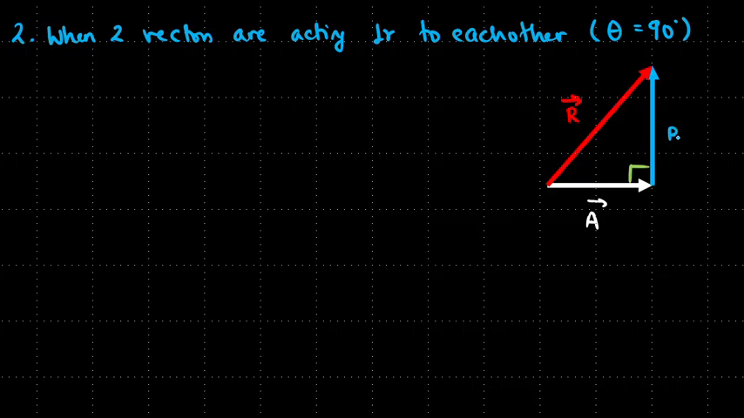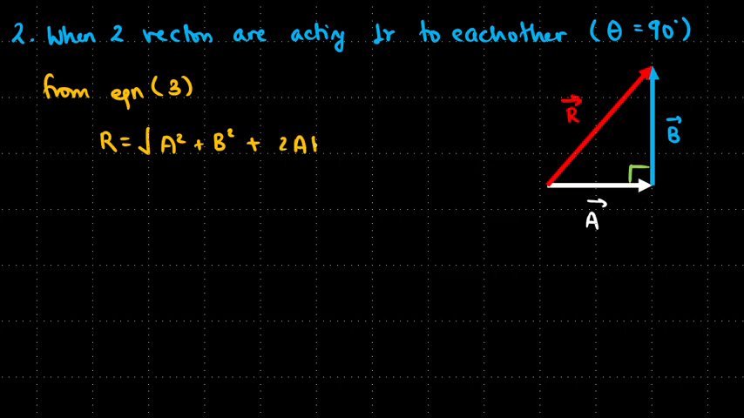So let's have a look at this. From equation 3, we just have R equals the square root of a square plus b square plus 2ab cos theta, right? So instead of writing cos theta, I'm just going to write cos 90 degrees. And cos 90 is 0. So cos 90 is 0.